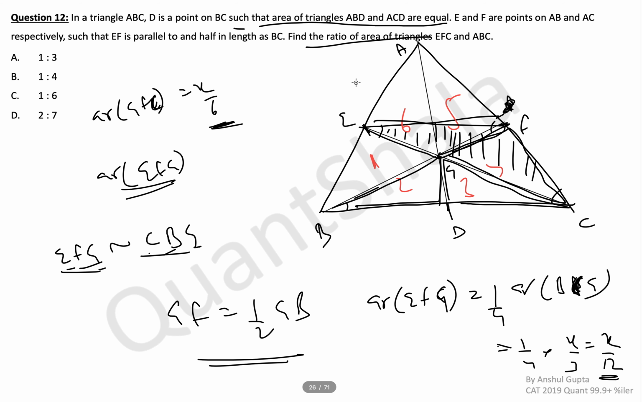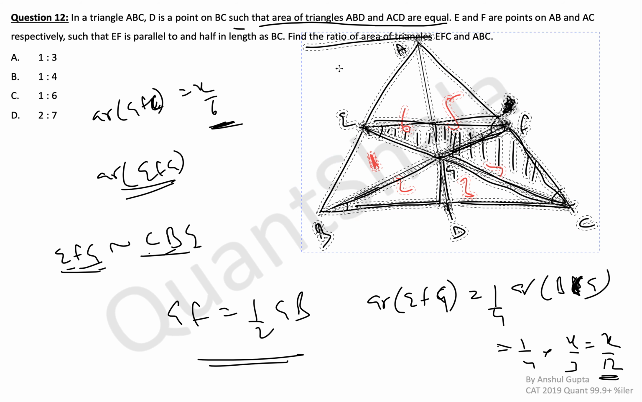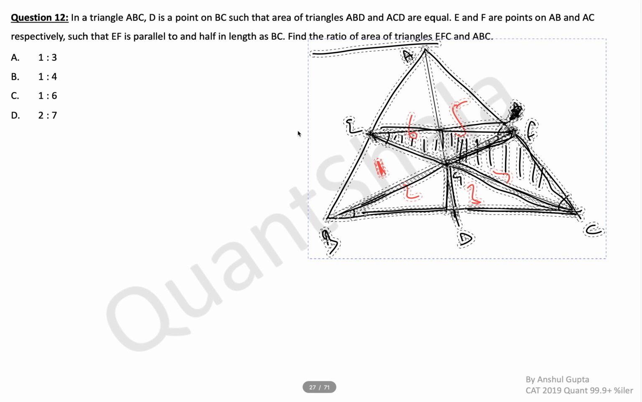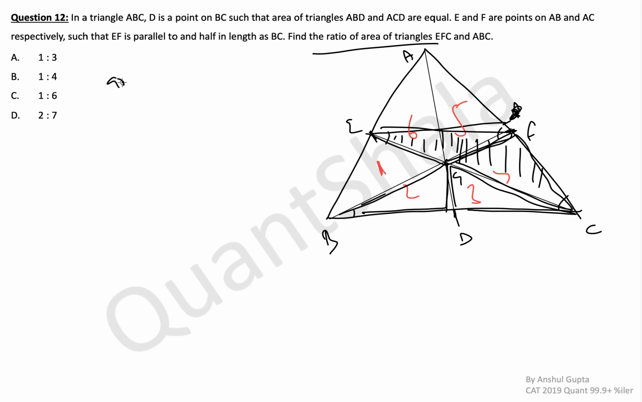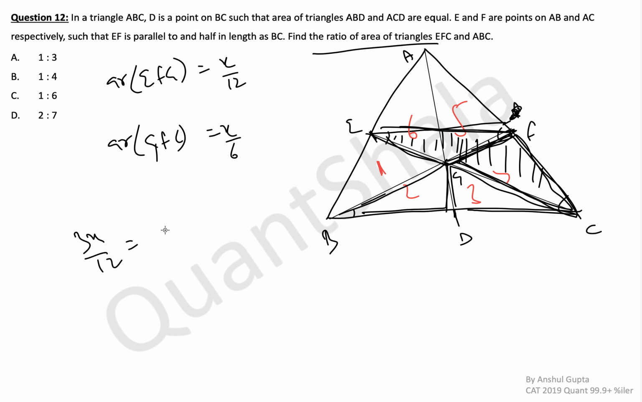I'll have to copy the figure. So what do we know? The area of EFG is X by 12 and the area of GFC is equal to X by 6. So we have two different components of the triangle EFC and we know the area of both of those. Adding these, what do you get? 2X by 12 plus X by 12. You get 3X by 12 or X by 4. This is the area of triangle EFC, adding both of these.